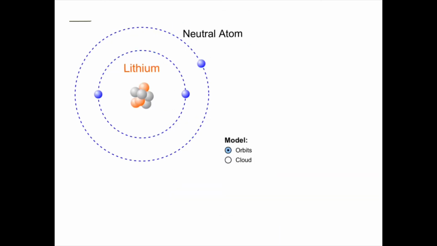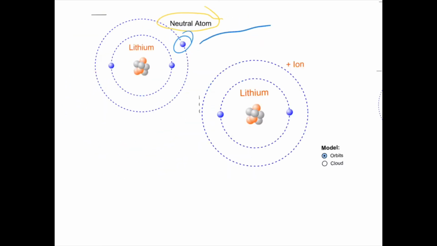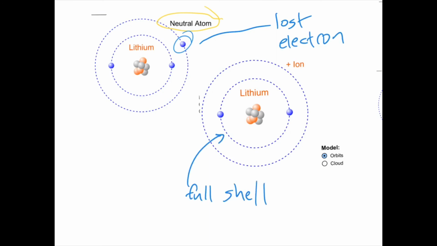Let's take a look at another atom, a lithium atom. It has 3 protons and 3 electrons when it is neutral. However, it does not want to have that one outside electron. It is going to try its best to get rid of it. And so when it loses that electron, it's also going to become a positive ion. Now its outermost shell is empty because it has 2 electrons. Also, now lithium is a positive ion. It has a +1 charge.